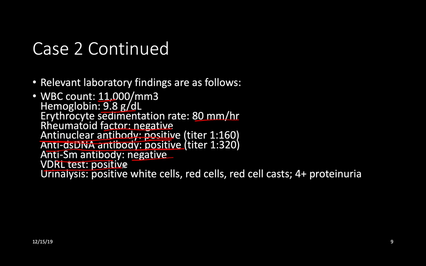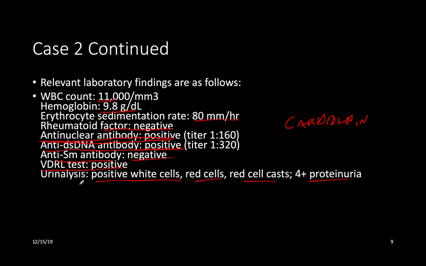VDRL test is positive. What do we think of that? Yeah, lupus. Yeah, excellent. Yes, so in lupus, you can sometimes have this cardiolipin antibody. And that ends up giving you a false positive for syphilis. Great. Urinalysis, we see white cells, red cell cast, and proteinuria. So what do we think of this?